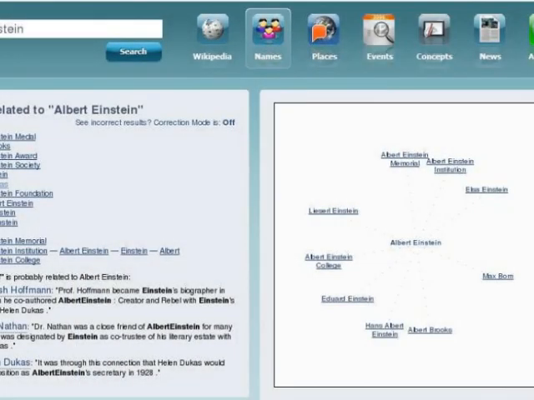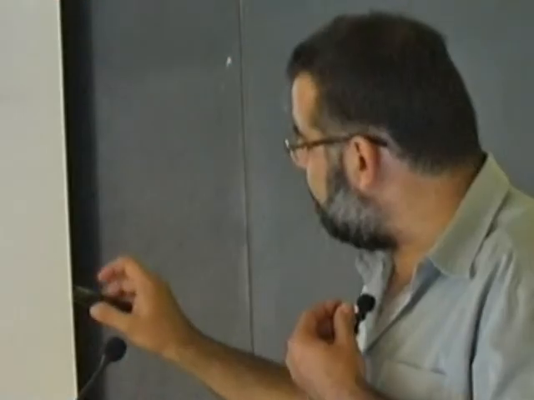Here you see, you don't see this, but it's a social network where, for example, Albert Einstein is related to, say, Helen Dukas. And if you mouse over here, this will appear. These are the top three sentences that make us believe that Einstein is related to Helen. And basically, Helen Dukas was his assistant. In fact, one of the entries is their own entry.